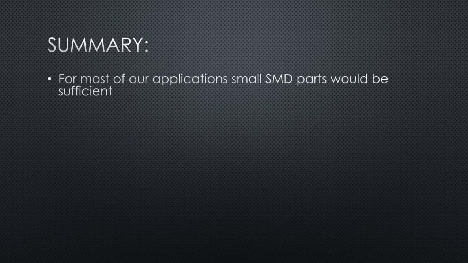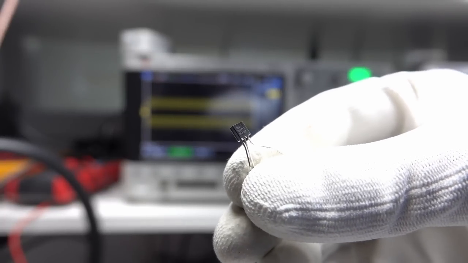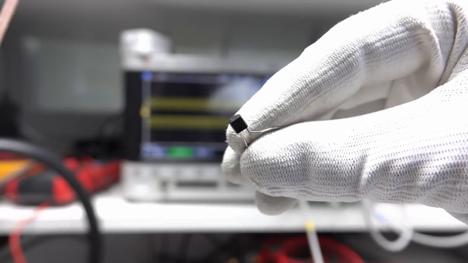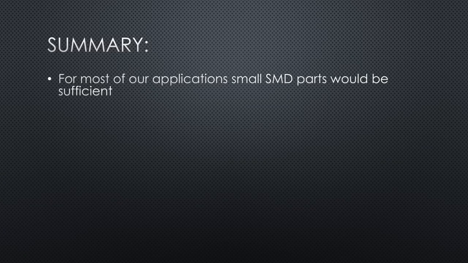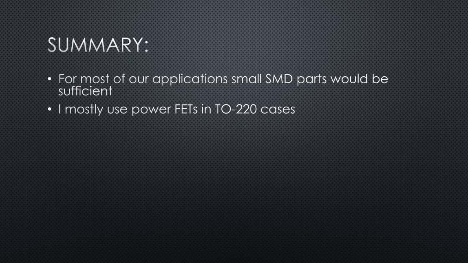As we saw before, for most of our applications, small SMD parts would be sufficient. But we also saw that SMD parts are hard to use for experimentation because they are too small. Best for handling would be a TO92 case. Unfortunately, you hardly get power FETs in such through-hole cases. This is why I mostly use TO220 cases for experimentation, even if it is a complete overkill.